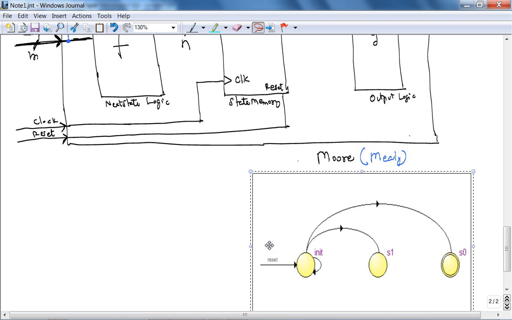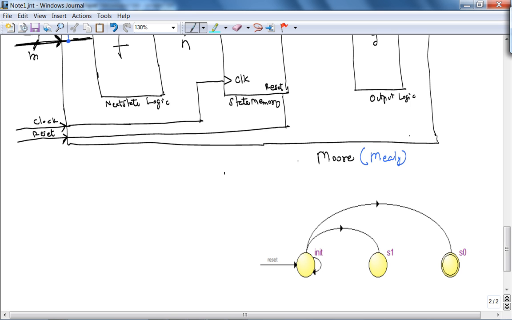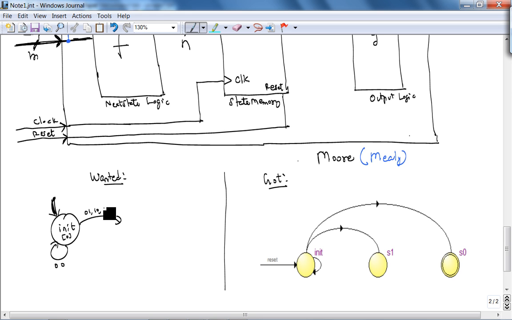Okay. But what we drew was what we wanted. This is what we got. What we wanted was this. So we had init, okay, so if it's 0, 0, we stayed in this state, the output was a 0. If not, 0, 1, 1, 0, 1, 1, we went to S0. The output was a 1 here. From here, we didn't care what the input was, we went to S1, okay? And then we stayed there. So just drawing this out.